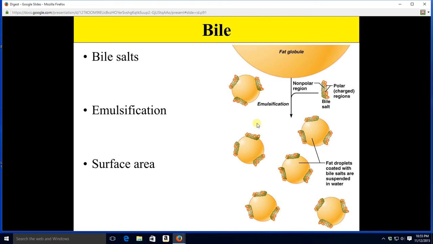Okay, speaking of bile, well, what does bile have in it? Bile has bile salts. Bile salts, here's the bile salt right over here. It's this chemical. It's going to have both hydrophobic and hydrophilic parts to it. So what that means is it can take a big old fat globule and separate it into many small fat globules. This process is emulsification. And the value of it is it's going to increase the surface area that's going to be available for lipases, fat digesting enzymes, to act upon.